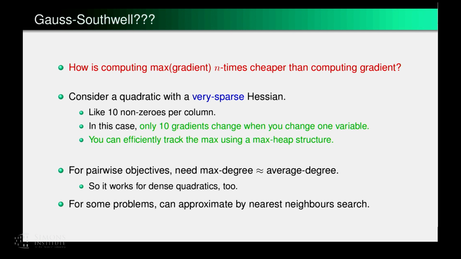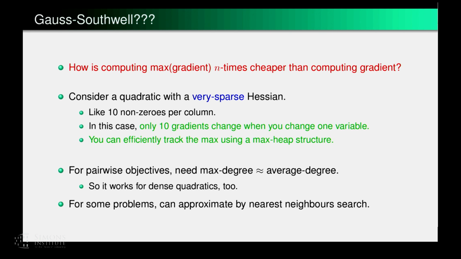It actually works not just for sparse problems. If you have a dense quadratic problem, as in the last talk, it also works. It ends up being that Gauss-Southwell basically has the same cost as randomized, at least in O notation. The condition you actually need is that the max degree of the Hessian, if I view the Hessian as an adjacency matrix, needs to be similar to the average degree.